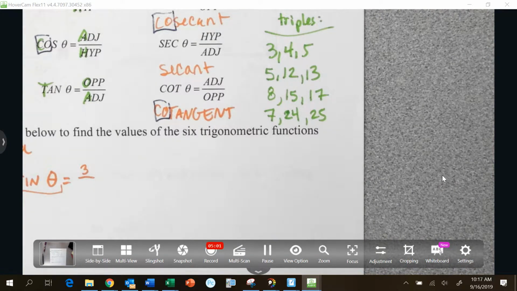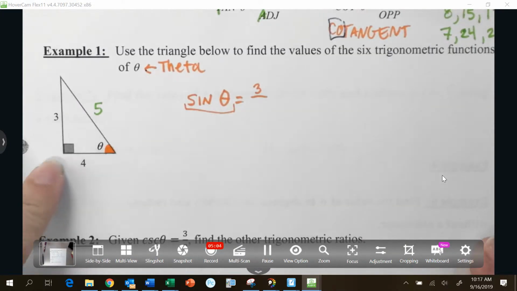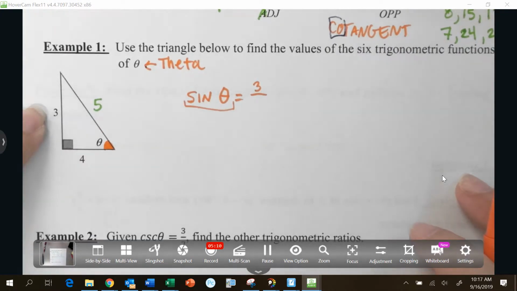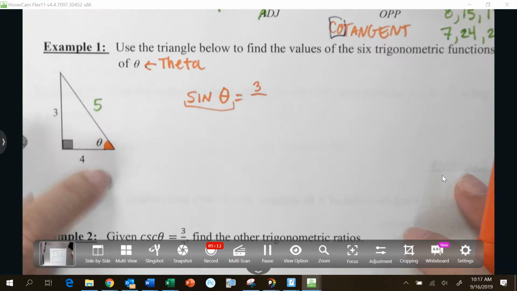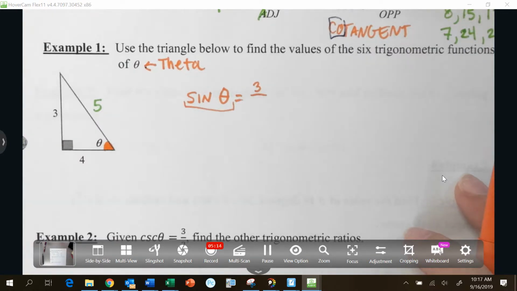Okay. So we know this is 5. Otherwise, if I did not know it was 5, what if it wasn't a triple? What if this was 2, 3? It would not be 4. What if it wasn't a triple? What would you have to do?